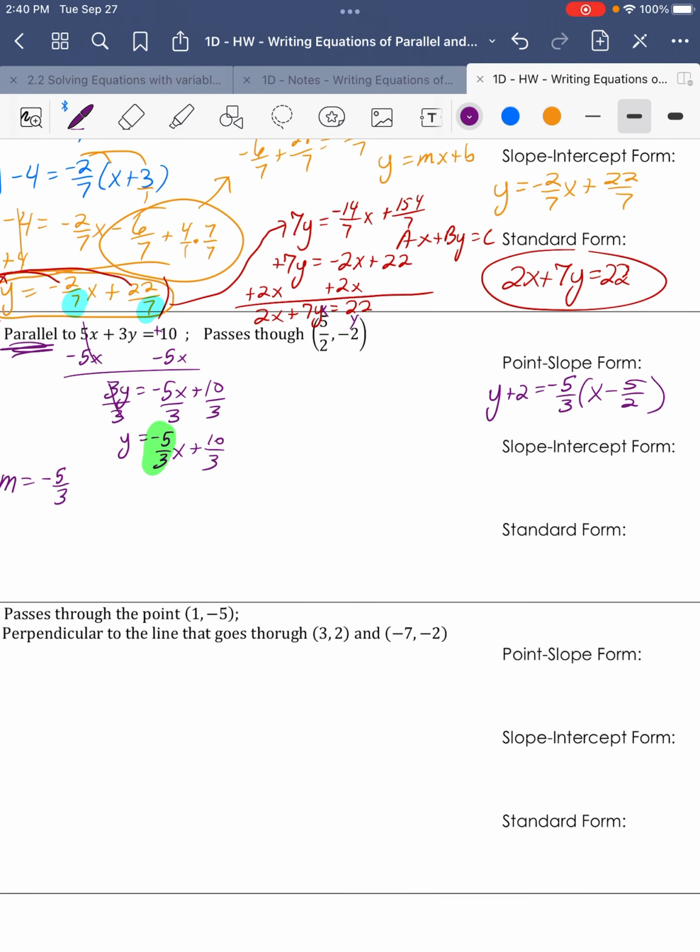All right, slope intercept form. Now we got to change it to slope intercept form. So I'm going to have y plus 2. We're going to have to distribute to get rid of the parentheses, or I have to subtract 2. First, I'm going to distribute. Negative times a negative is a positive. 25, multiply your numerators, multiply your denominators. And now we have to subtract 2.